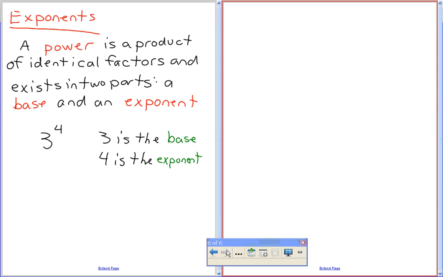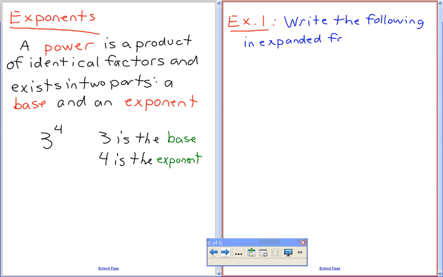All right. Example 1. It's going to say, write the following in expanded form. Then use your calculator to calculate it. If you need to use your elbow partner's calculator today, that's fine. Actually, I'm going to hit pause and hand out extra calculators, then we'll use it.